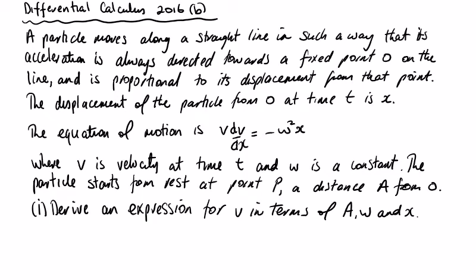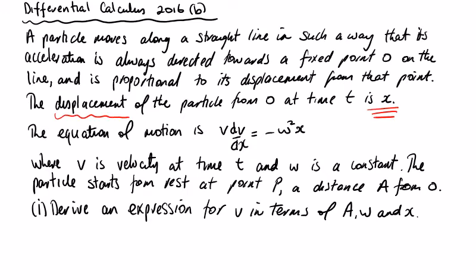Differential Calculus 2016. Question 10b. A particle moves along a straight line in such a way that its acceleration is always directed towards a fixed point O on the line and is proportional to its displacement from that point. The displacement of the particle from O at time t is x.